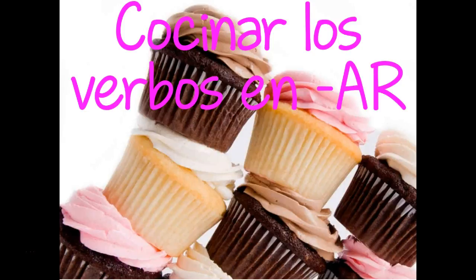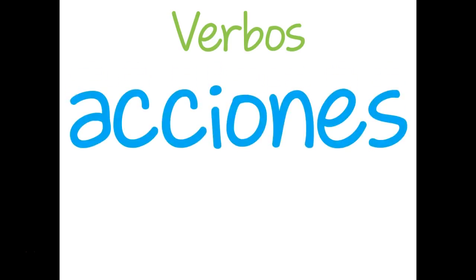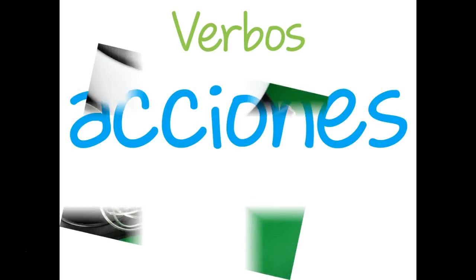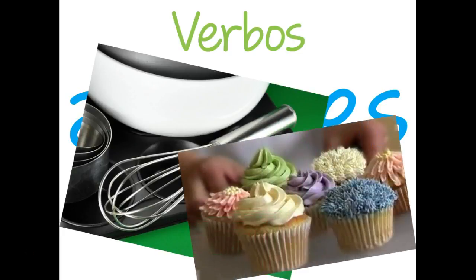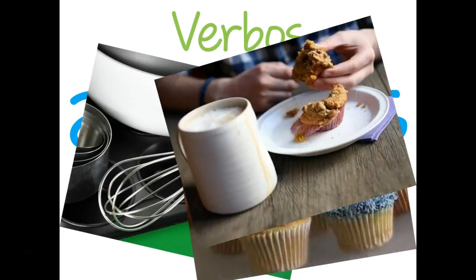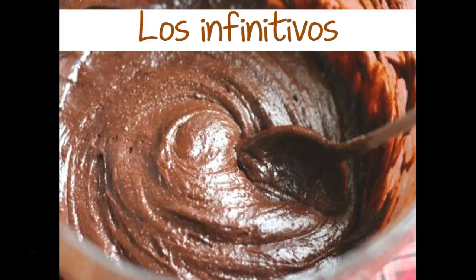So we're going to use the metaphor of cooking to talk about how we change verbs to make them more useful to us. Just as a reminder, verbs are action words, things that we do. If we're talking about cooking again, it could be I prepare ingredients, I then mix them, then I frost and decorate the cupcakes, and then my favorite, I get to eat the cupcakes. All of those verbs are action words, things that we do.